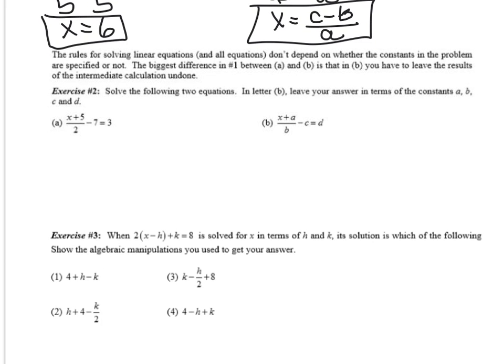In exercise 2, I threw one with a fraction in there because we've been practicing equations involving fractions. It looks like in letter A we can almost cross multiply, but first we have to get rid of the minus 7 by doing plus 7 to both sides.